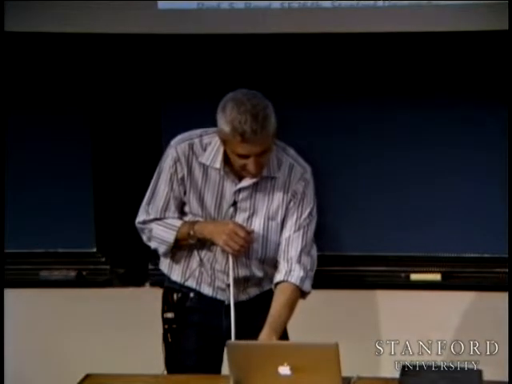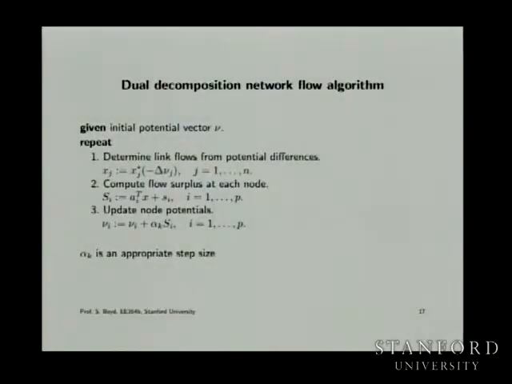So, okay, here it is. You do the following. You start with some initial potential vector nu, it doesn't matter, and you determine the link flows from the potential differences. So you simply calculate this way. Then you calculate the flow surplus at each node, and we'll call that capital Si. That's the surplus. Then you simply update the node potentials. It's actually quite beautiful how it works, and I will change my story to get the sign right, just assuming the sign is right here.